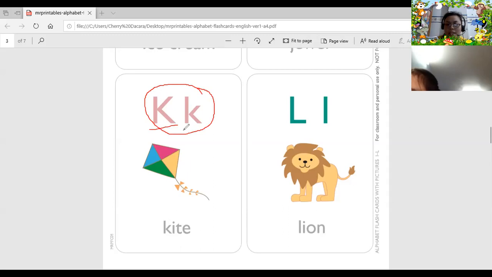Okay, Bong, what letter is this again? Letter K. Very good. What about this one, Bong? What letter is this? Letter L. Okay, very good, Bong. Again, Bong, what letter is this? Letter L. Okay, very good, Bong. That is letter L.